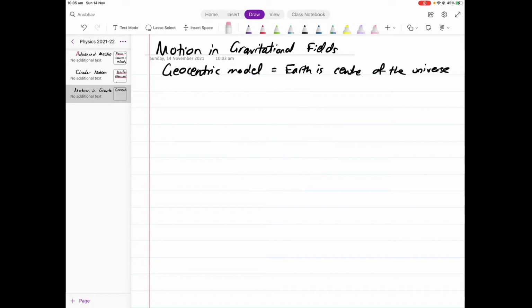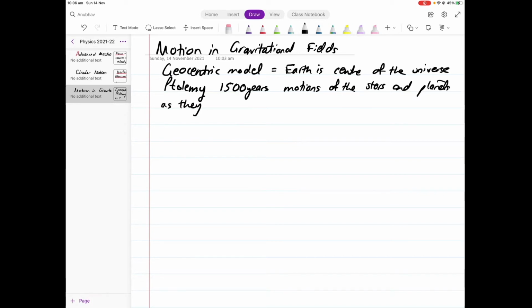And the main guy who was able to do a lot of the astronomical calculations was Ptolemy. His work was so influential for 1500 years. Everyone used his calculations with the stars. They were so accurate, you could tell directions, you could tell everything. Based on his calculations, what we worked out was the motion of the stars and planets, as they, in inverted commas, orbit. They don't actually orbit, but in his model, they did orbit the Earth.